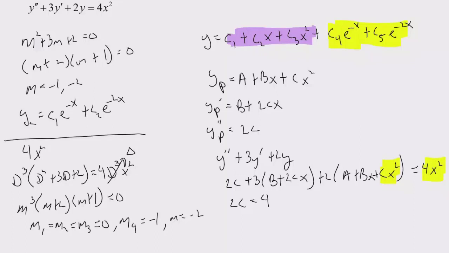And then I want to look at all of my x terms. So that would say 2B plus 6C has to be 0. And then I want to look at all of the other terms, the constant terms. So I guess I'll just highlight those guys. And that says that 2A plus 3B plus 2C has to equal 0.